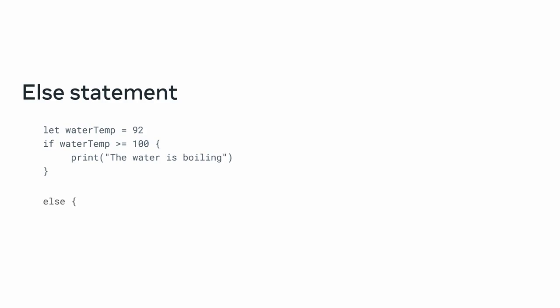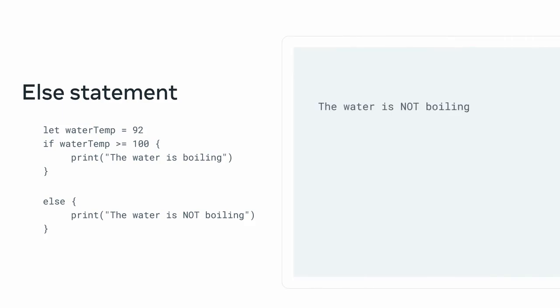You can use an else statement, and the code inside the else statement is executed when the if condition is not met or false. Then the print function, "The water is not boiling," inside the curly braces of the else block is executed. Since the value of the variable water temp is less than 100, the criteria in the if statement is not met, so the else block of code is executed, and it prints the statement, "The water is not boiling."